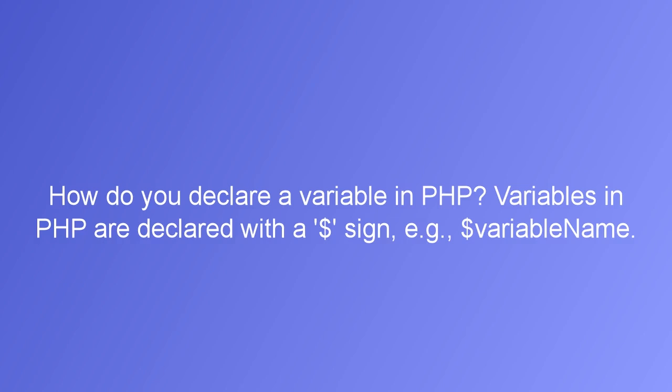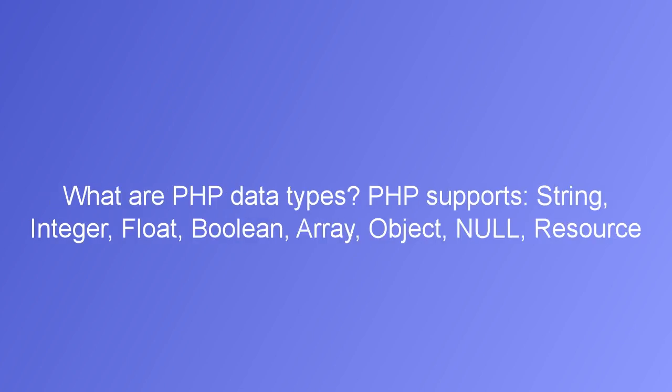How do you declare a variable in PHP? Variables in PHP are declared with a $ sign, e.g., $variable_name. What are PHP data types? PHP supports string, integer, float, boolean, array, object, null, resource.